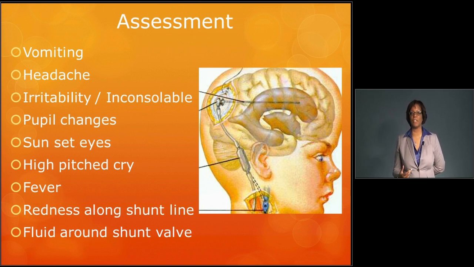Inconsolability, irritability in the infant, pupil changes, sunset eyes are particularly seen with hydrocephalus, and you can even see it in this picture a little bit. It's where you can see the sclera above the eye, above the color portion of the eye. That's called sunset eyes, and that is seen with hydrocephalus. High-pitched cry, if they have a fever, redness along the shunt line, or pain around the shunt reservoir, that could be an indication of shunt infection versus just shunt malfunction, which typically we think of as an obstruction.